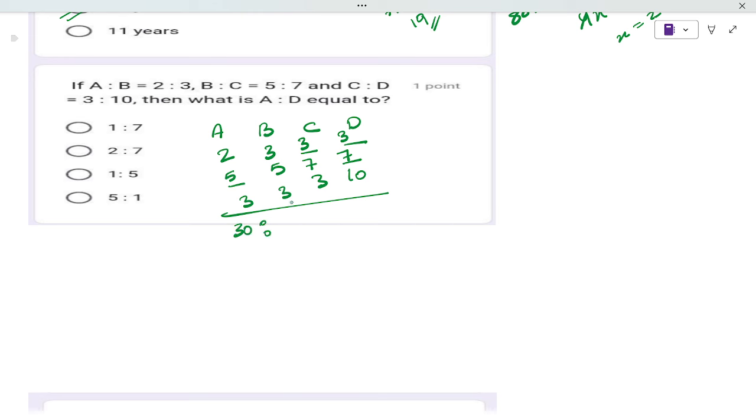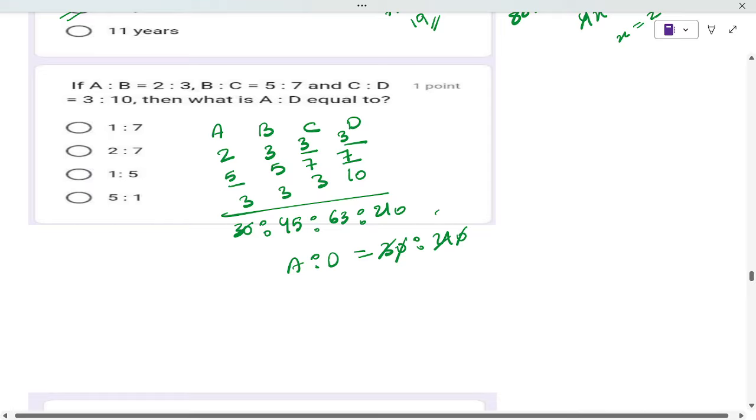3 times 5 is 15, 15 times 3 is 45. 3 times 3 is 9, 9 times 7 is 63. And 21 times 10 is 210. But this is not the final ratio; it is divisible by 3. What we need is A to D, so A is 30 and D is 210. Cancel the zero and 3: 1 times 3, 7 times 3. That means 1 is to 7, that is the answer.